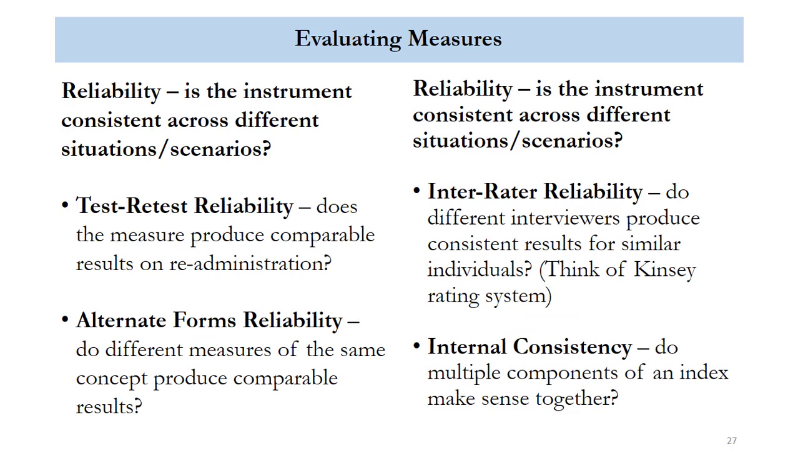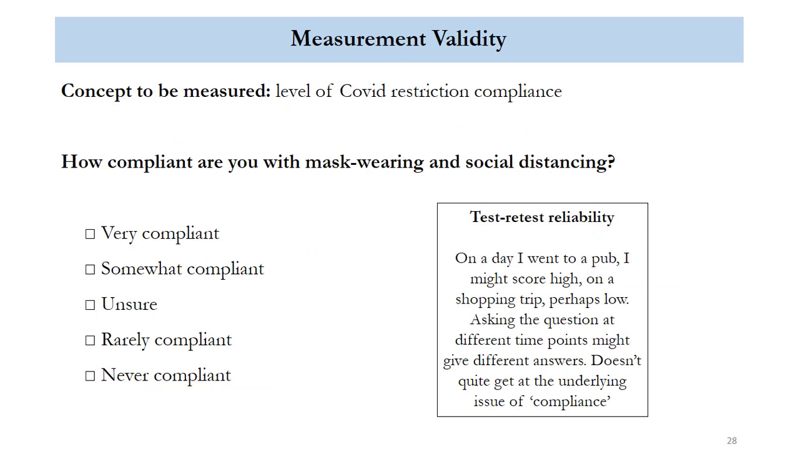The second thing we need to establish then with any set of measures is whether they are reliable. As with validity, reliability tends to be assessed on four dimensions, what we call test-retest, alternate forms, inter-rater, and the final one is internal consistency, which is specific to measures that use multiple questions to get at the same concept. I've got an example of this in a couple of slides' time that I'll show you. So reliability simply asks, is the instrument consistent across different situations or scenarios? So is the question stable? And we're going to deal with the same question. So again, when we're talking about validity and reliability in this sense, we're just talking about the question to measure COVID compliance.